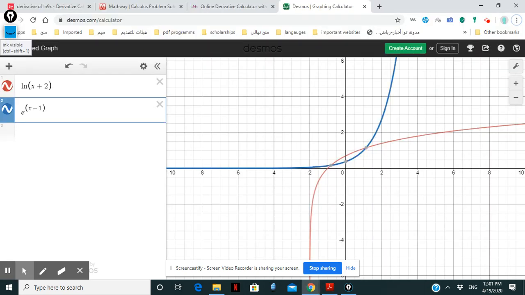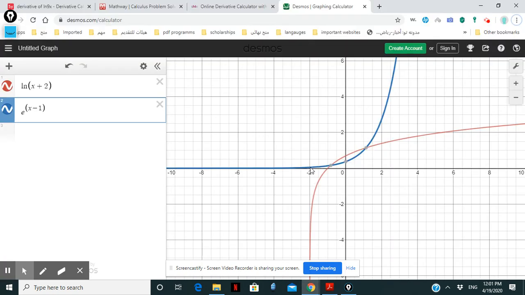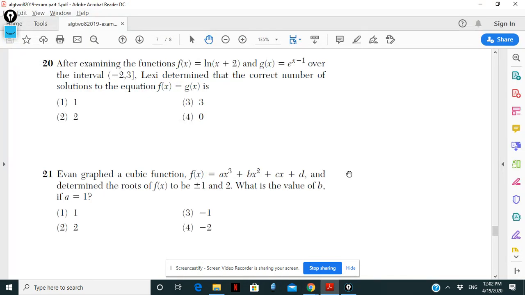I use a graphing website. And if you're looking, they said for the interval negative 2, here is negative 2, and 2, 3, here is 3. So if you're looking, we have two intersect points. So the solution should be number 2.